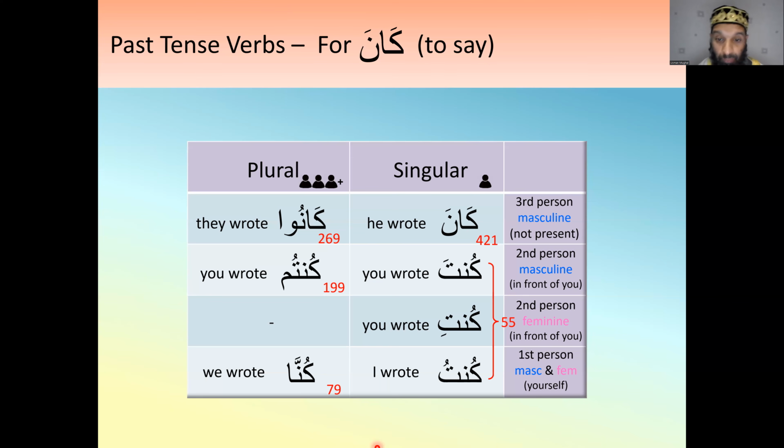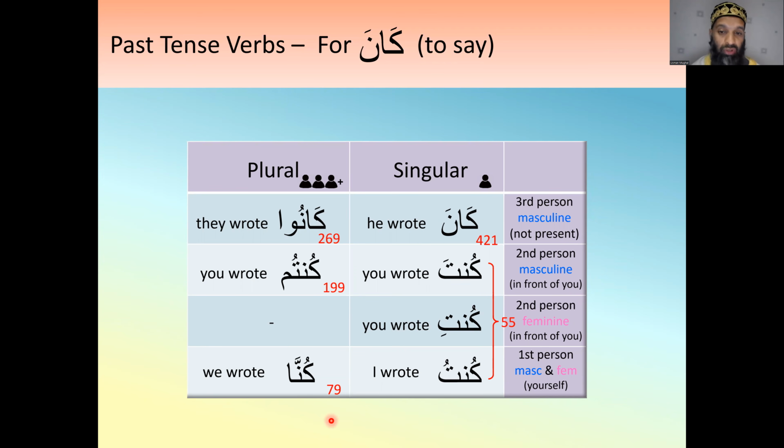And look how many times, 421 times, that Kana appears. 269 times Qala appears. 199 Kuntum. These combined, 55 and 79 times Kunna, roughly. So they come in lots of places, right?